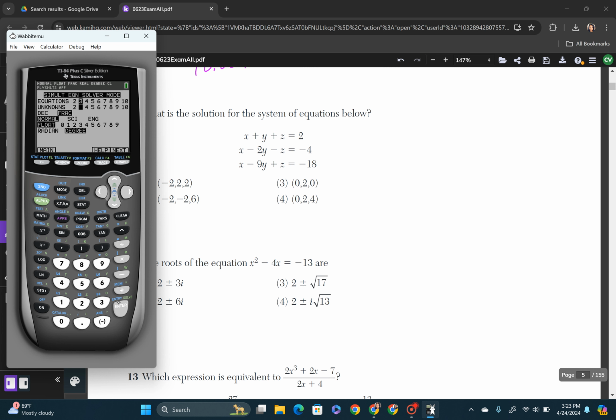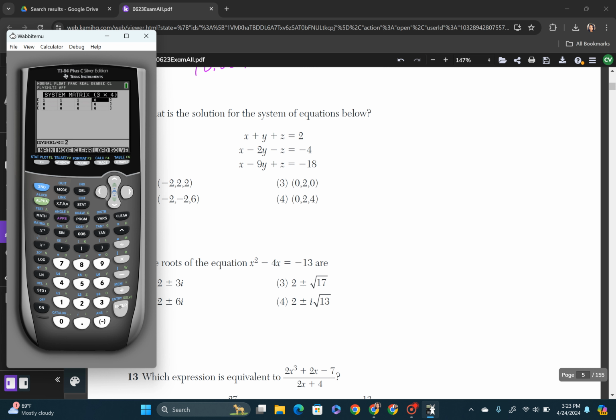Answers for the rest of it can be in fraction. The rest of it's fine. So I'm going to hit graph to go next. And this is where you start putting the numbers in front of the letters. So in the first one, it's x plus y plus z. The numbers in front of them are an imaginary 1 for the x, an imaginary 1 for the y, and an imaginary 1 for the z. And then the number that's by itself is 2 on the right side of the equal sign. So I'm going to press that in.